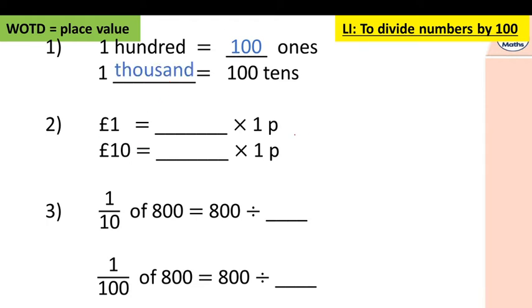Okay, we have this question, which I believe we had yesterday, so you should be pretty good at this one. So it's asking how many pennies in a pound. So 1p times what is 1 pound? We know that's 100. The next one is slightly different. How many pennies in 10 pounds? So this number here is 10 times as big as this one. So all we need to do is times this number here by 10. So what is 100 times 10?